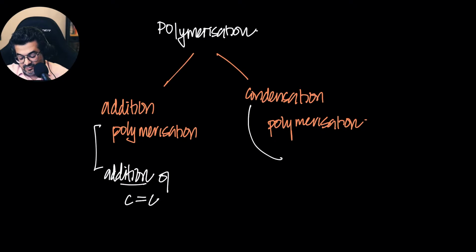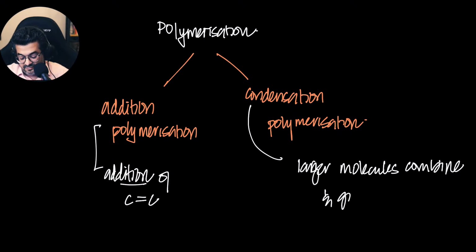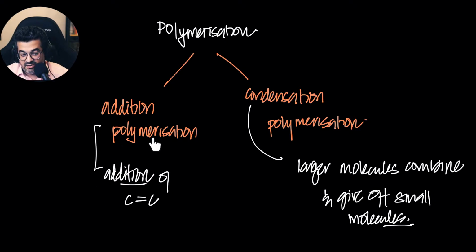And condensation reactions are where large molecules combine, like acid and alcohol. If you remember, ester formation is a condensation reaction. Acids and alcohols react, so combine, and they give off small molecules. And so that type of reaction produces condensation polymers. This type, the addition reaction, produces addition polymers, and we shall talk about them now.